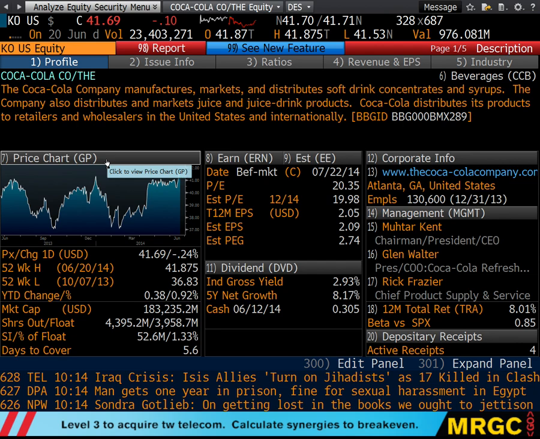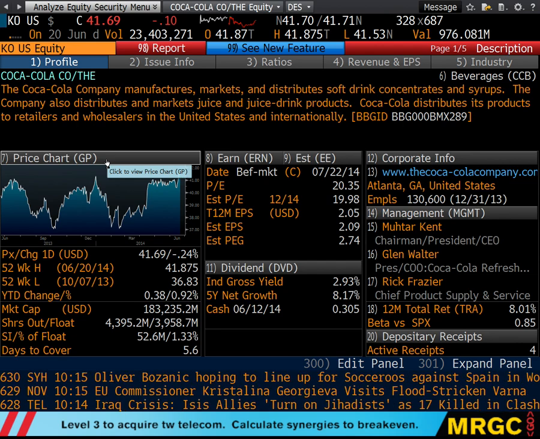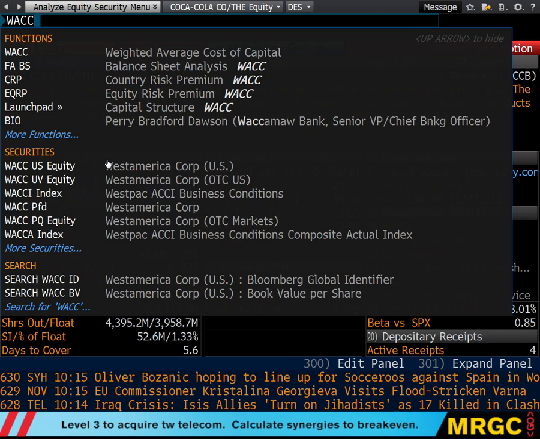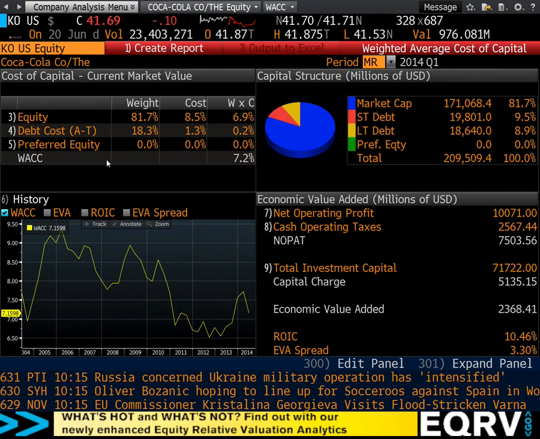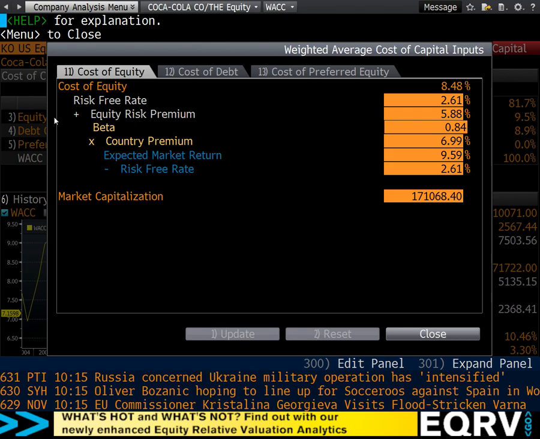Another thing we're going to need is a cost of capital to discount the cash flows to bring them back to present value. Well, we're going to do that based on the WACC, so I need the weighted average cost of capital. WACC gives me a real-time guesstimate of Coca-Cola's weighted average cost of capital. Right? So basically, this is the cost of equity using the CAPM.